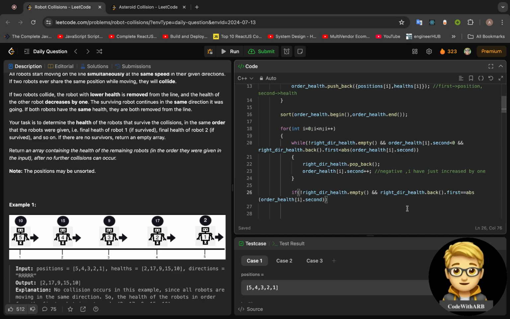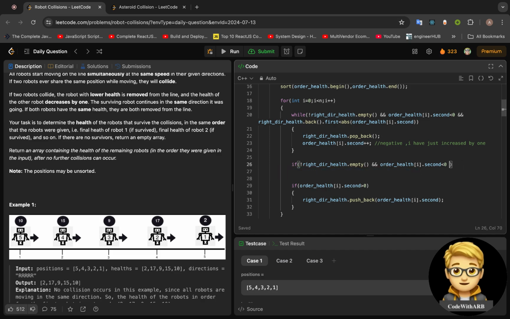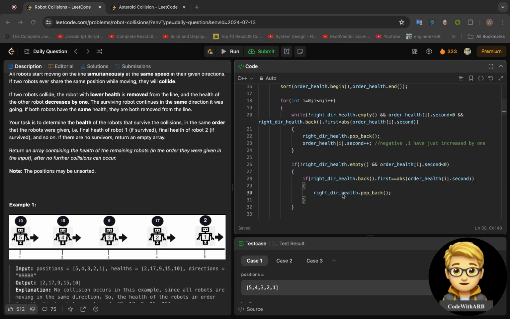This is equal values. And also what we need to check is that vi dot second should be less than. So this is less than, and this is equal, right? I have chosen a very long name, so it's very complex. So if it is less than, and if this direction value is equal to this, it means both need to be destroyed, right? So the right values should be popped out.